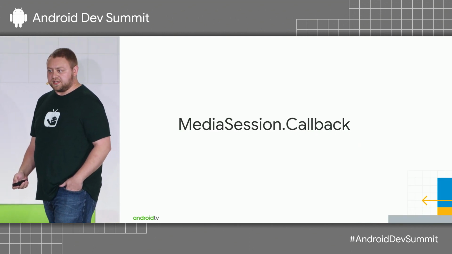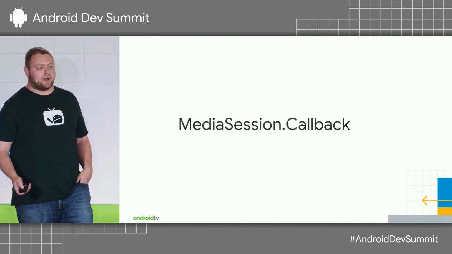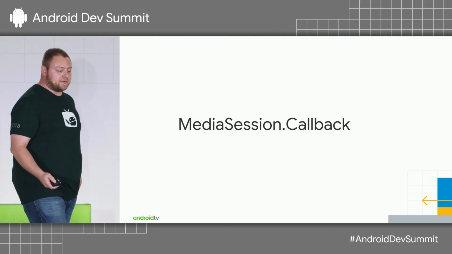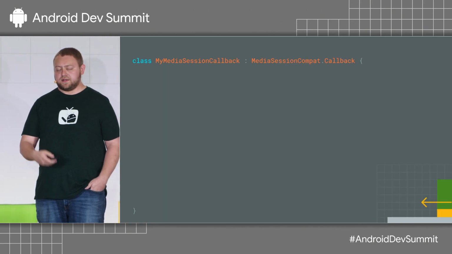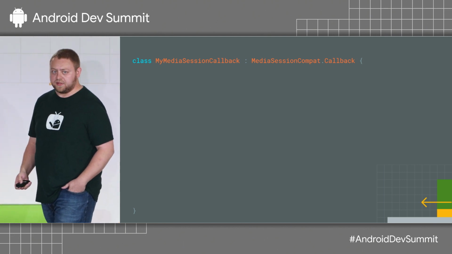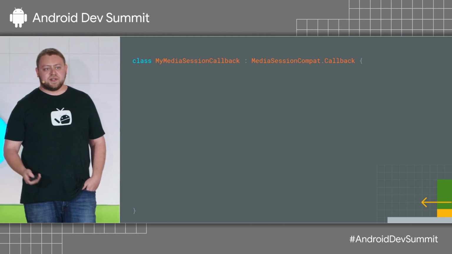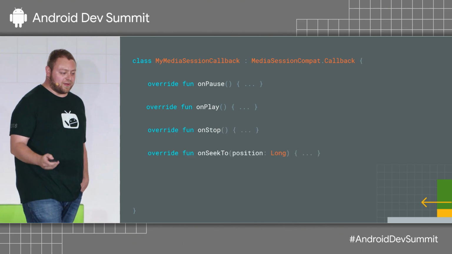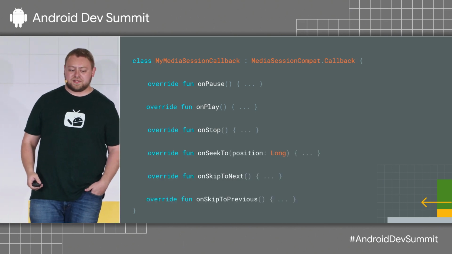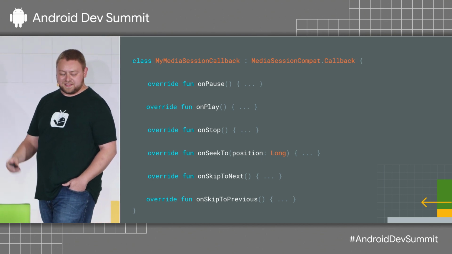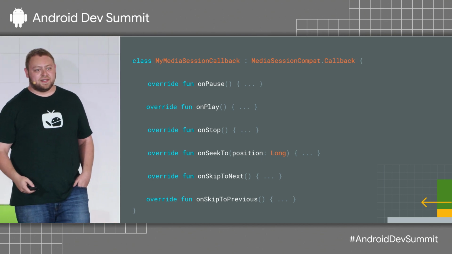This all works with Media Session. So if you implement Media Session callback, you get all of these features for free. And since I talked about this at I/O, and there's been other talks about media session from other people, I'm going to just jam through this fast. Pay attention. Here we go. Boom, beautiful. 6 wonderful methods: pause, play, stop, seek, next, and previous.